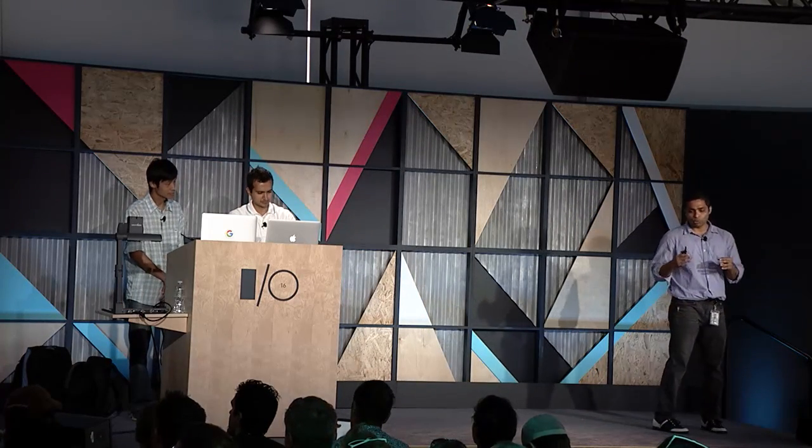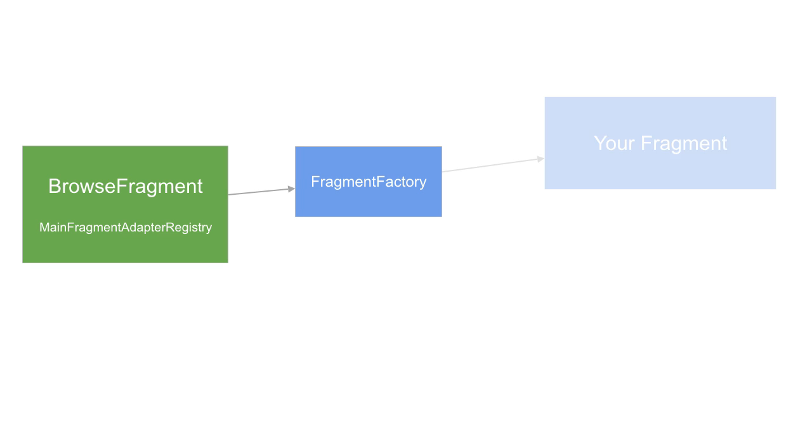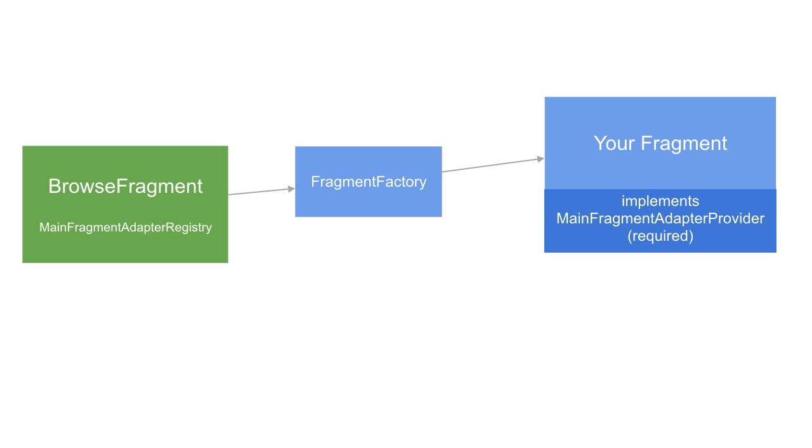Now we'll show you how you can wire your custom fragment inside BrowseFragment, and then we'll show you some snippets of code. Remember I mentioned BrowseFragment has an internal registry which maps each row type to a corresponding factory. Now when you supply a page row, it's going to look into the registry, find the factory corresponding to the page row, and use that factory to instantiate your fragment. Now your fragment must implement main fragment adapter provider. This is the interface that BrowseFragment uses to get hold of main fragment adapter.